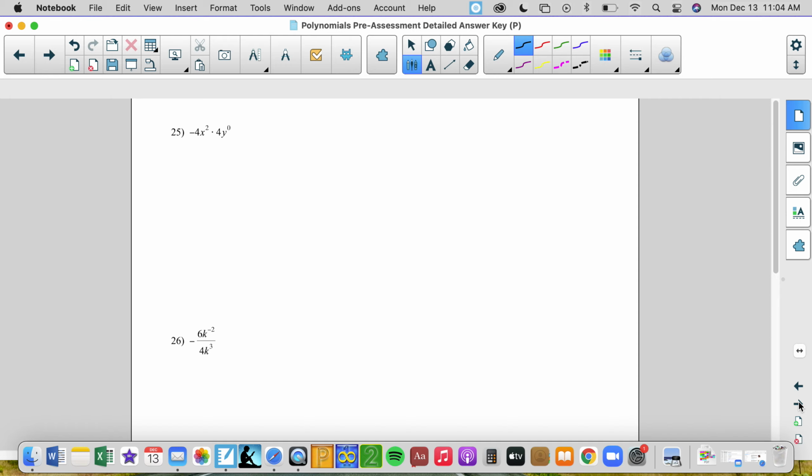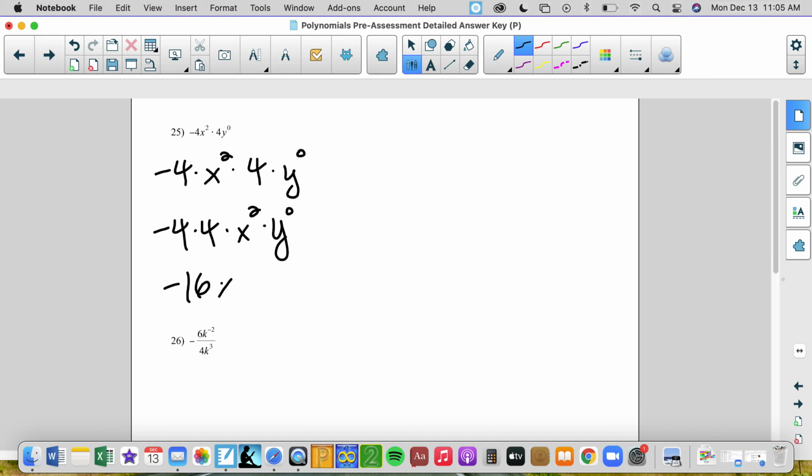Coming up, number 25. So we have negative 4 times x squared times 4 times y to the 0. Negative 4 times 4 times x squared times y to the 0. So there were no like bases for the variables. That gives me negative 16x squared y to the 0.